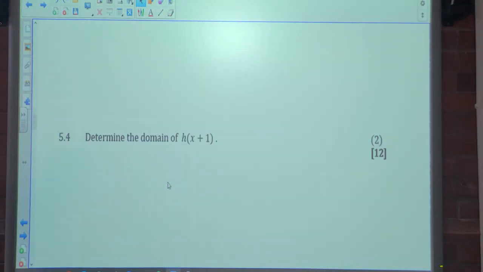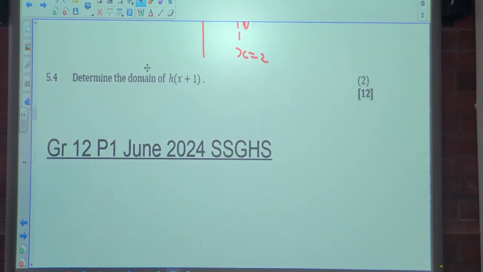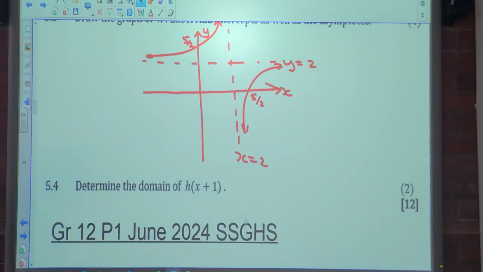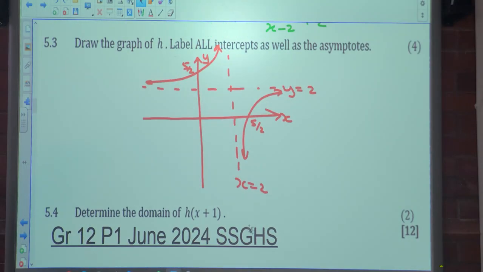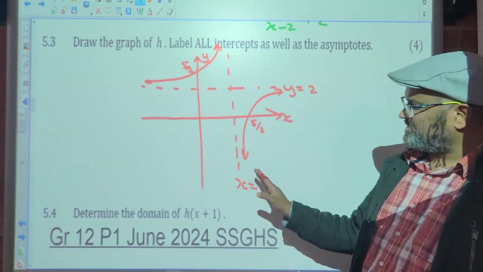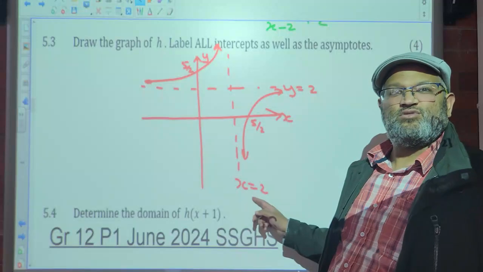People, question 5.4. The question says determine the domain of h of x plus 1. People, what is the domain of the graph currently? What's the domain? X is an element of all real numbers, x not equal to 2.